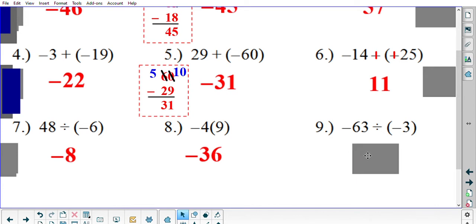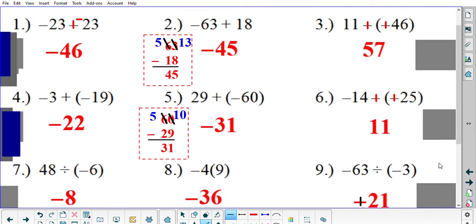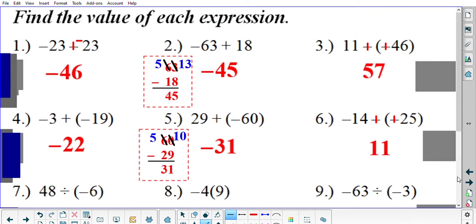Problem number 9, we have a negative divided by a negative. That is going to give you, whoa, typo, that is not going to give you a negative. What in the world is Underkoffler doing here? This should be a positive 21. Forgive me for the typo, that's kind of funny. Even Underkoffler can make mistakes, but you got to fix your mistakes.